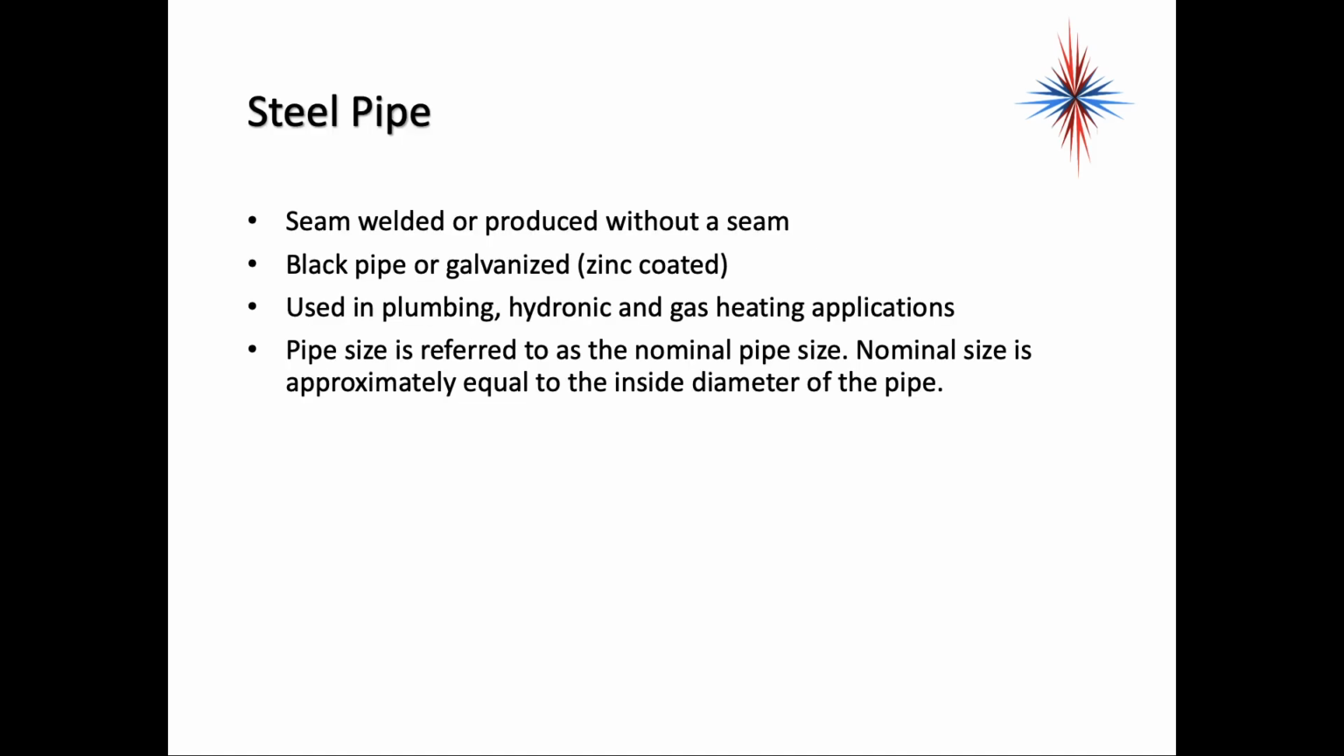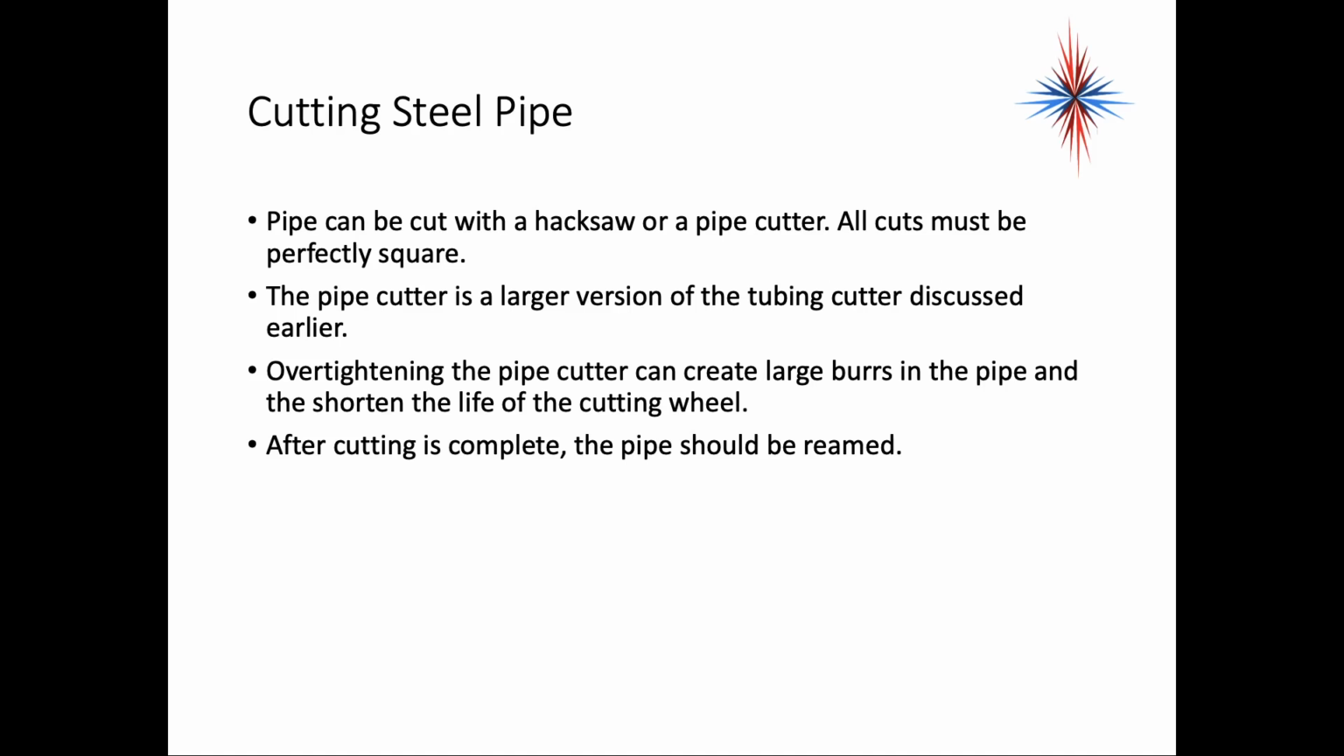For steel pipe, okay, it can be seam welded or produced without a seam. Black pipe or galvanized, which is zinc coated piping. It's used in plumbing, hydronic, and gas heating applications. Pipe sizes are referred to by the nominal pipe size. Nominal size is approximately equal to the inside diameter of the pipe.